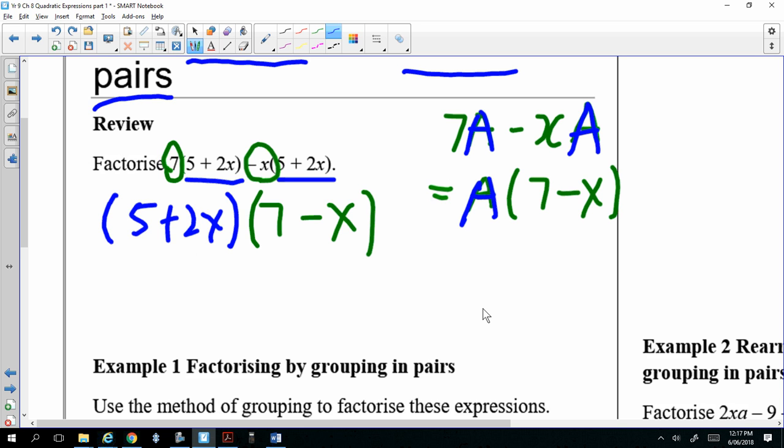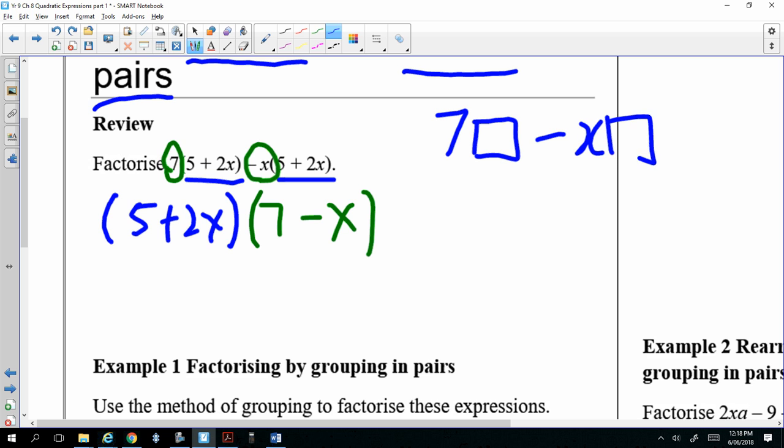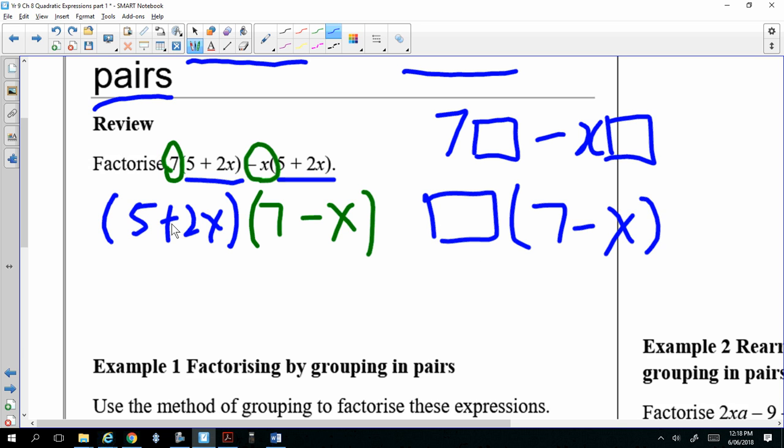Actually, let's use shapes. You like shapes. All right, let's use shapes. Watch this. 7 rectangle minus x rectangle. The rectangles are the same. You took the rectangle out. 7 minus x. And the rectangle is 5 plus 2x. Get it? All right. Let's continue.